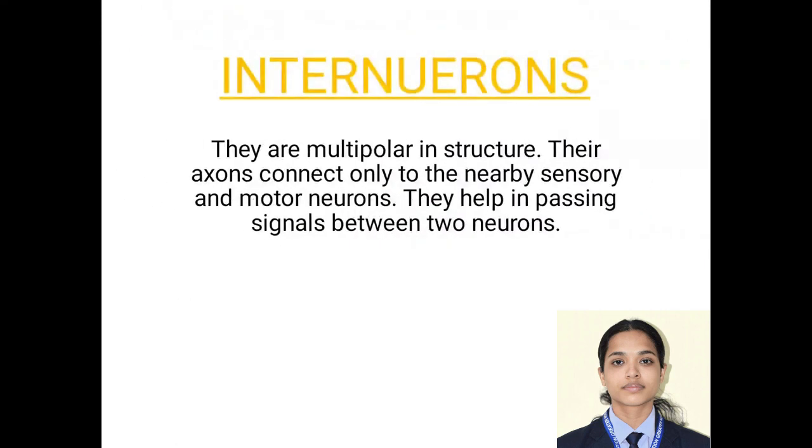Now, next we will discuss the last, interneurons. Interneurons, also known as associative or relay neurons, are a type of neuron that acts as a connector between sensory neurons and motor neurons in the central nervous system. Interneurons are primarily involved in processing and interpreting information within the CNS.